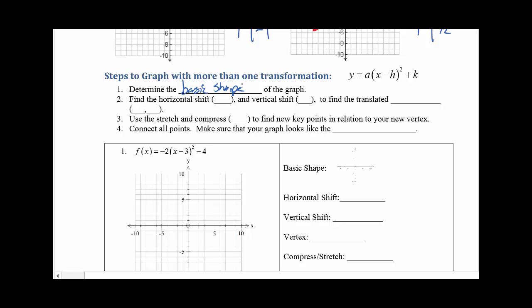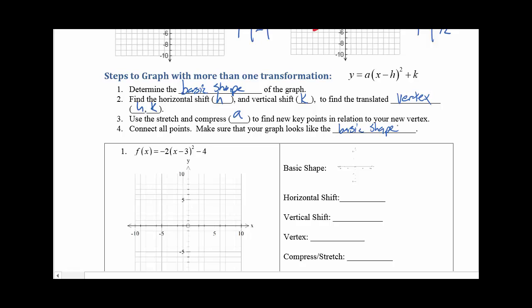Then we're going to find the horizontal shift, which we'll represent with H, and a vertical shift we'll call K. And then we want to figure out where the critical point, that vertex, went in each of our shapes. For the most part, it's 0, 0. Where did the 0, 0 move to in the picture? And then we want to use any stretch and compress to find any new key points. And then we want to connect all the points and just make sure that it looks like the basic shape.